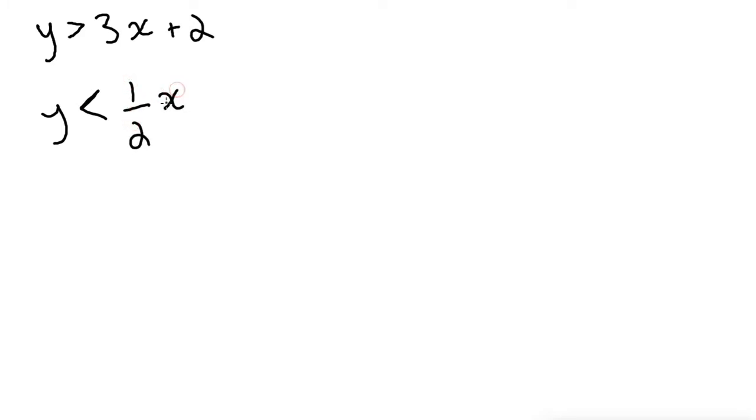So let's say you have an equation that is y is greater than 3x plus 2. And then I have another equation that is y is less than 1 half x minus 3. And I want to graph both of these equations, and then I want to shade the appropriate part.